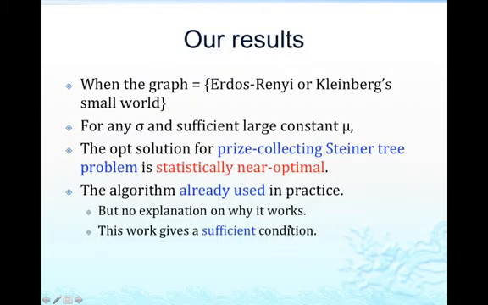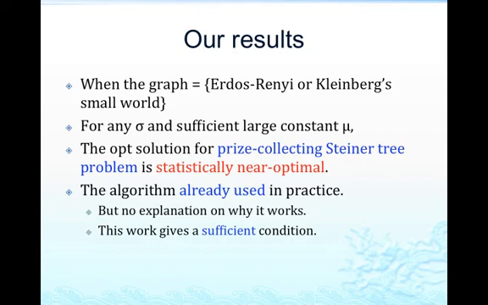Our main theorem is a positive result. Specifically, when the graph is sampled from the Erdős–Rényi graph or Kleinberg's small world model, then our community detection problem essentially reduces to a problem called the prize-collecting Steiner tree problem. Then we can use the existing standard algorithm for solving the Steiner tree problem to solve our community detection problem. It turns out this type of algorithm is already used in practice, and this algorithm is highly effective. But people don't know why this algorithm works.